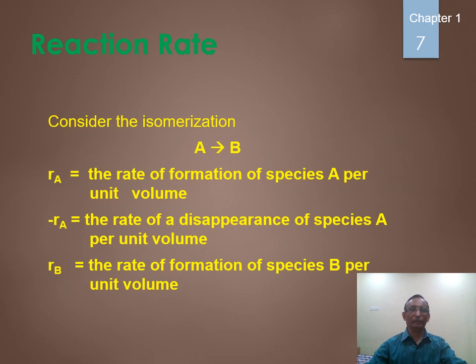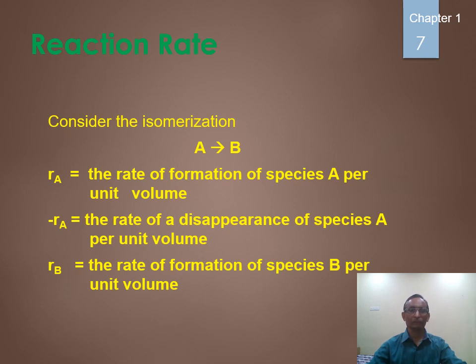Consider the isomerization reaction, that is A gives B. So how many species are there? Two species. One is A and another is B. A is your reactant, B is your product. How are you going to read these rates? RA means plus RA. What happens here?